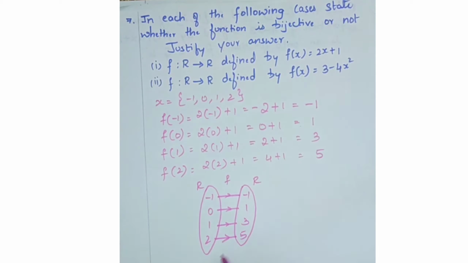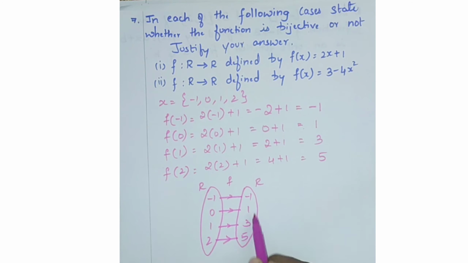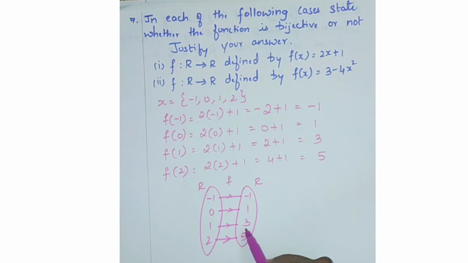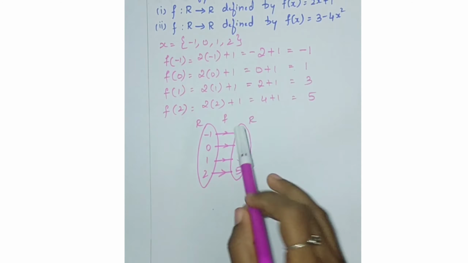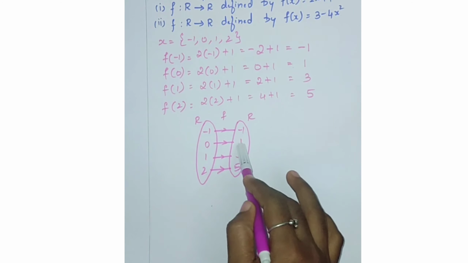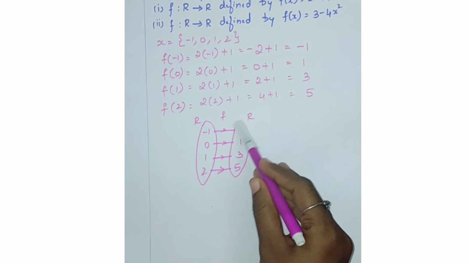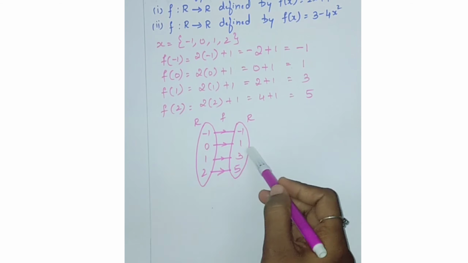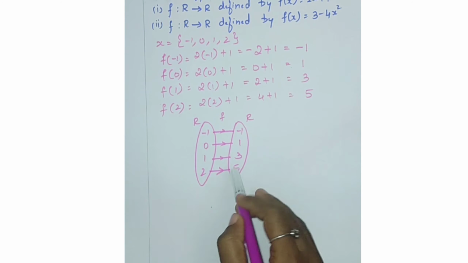Okay, so now let's see whether it is onto. Onto means all the elements in the codomain have their pre-images in the domain. There are no left out numbers or left out images in this codomain. So now we have to check whether it is an onto function. Onto function means all the elements in the codomain must have their own pre-images in the domain. Yes, of course it is. So therefore it is an onto function.